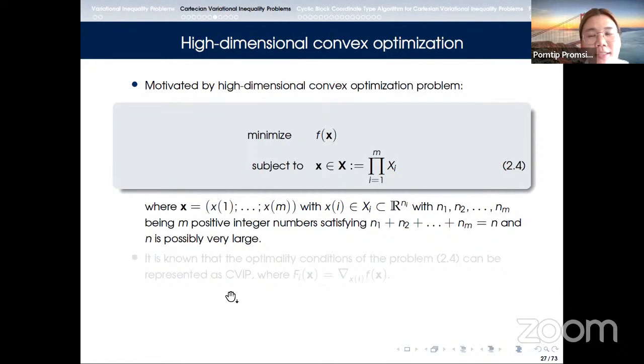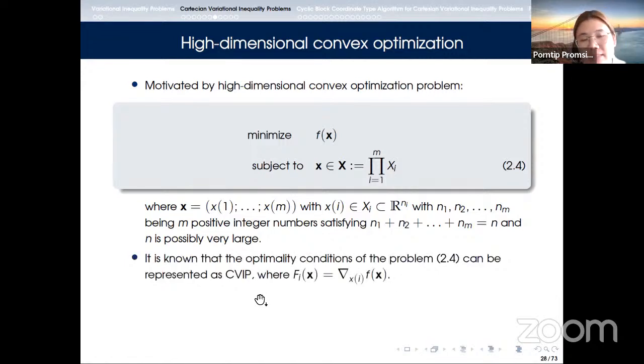So for the other motivation, for the high dimensional convex optimization problem, the large scale convex optimization problem is to minimize f(x) subject to x belonging to the big set X, where this one is the product of Xi, and the vector x is defined by this one, and each Xi belongs to a set Xi, a subset of R^ni, where the summation of ni, i equals 1 until m, equals the dimension n. So in this case, the dimension n is possibly very large.